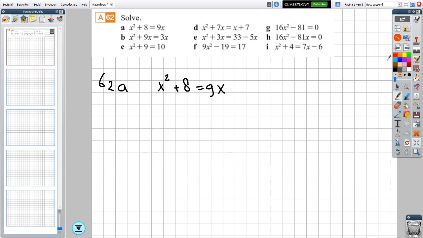I think the first thing that I have to do is now get rid of this minus 9x by doing minus 9x to the left hand side and the right hand side. Remember to put them in this order: terms with x squared, terms with x, and then in the end the numbers without a variable.